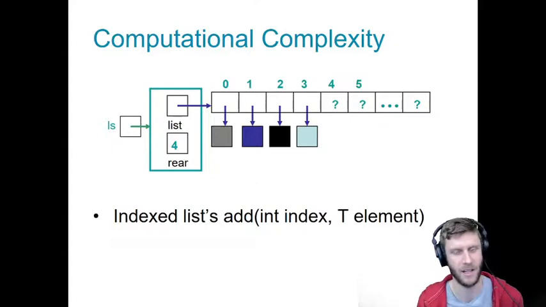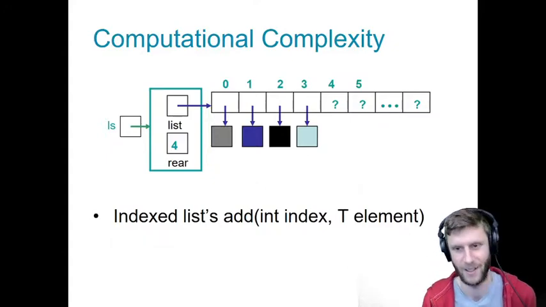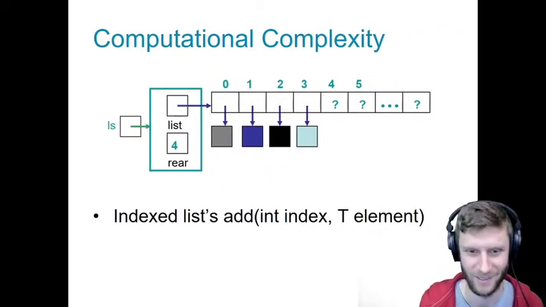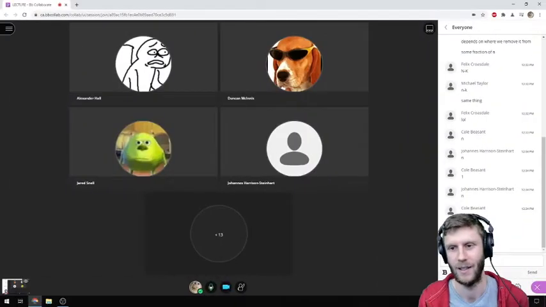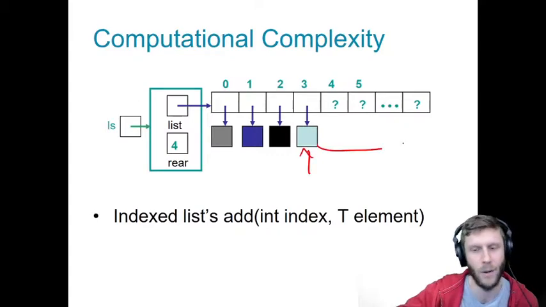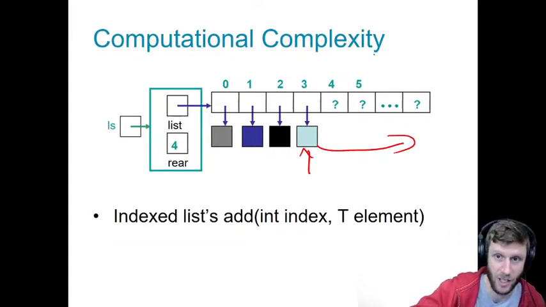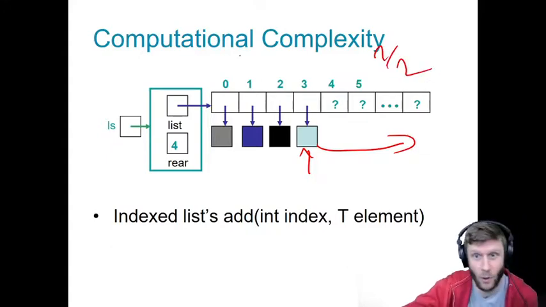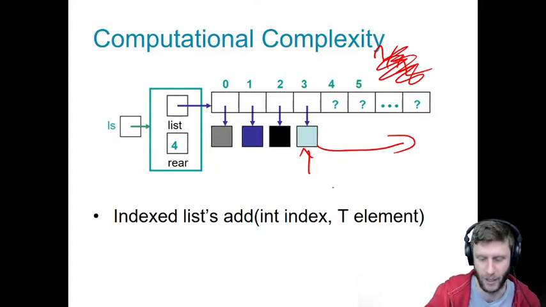So what's the computational complexity of add at a specific index? What do we think? N. Why? Well, because if we want to add here, we're going to have to shift everyone down 1. And on average, we'll have to shift like n over 2 things because who knows where it'll end up. But at the end of the day, we don't care about the half. It's order n.